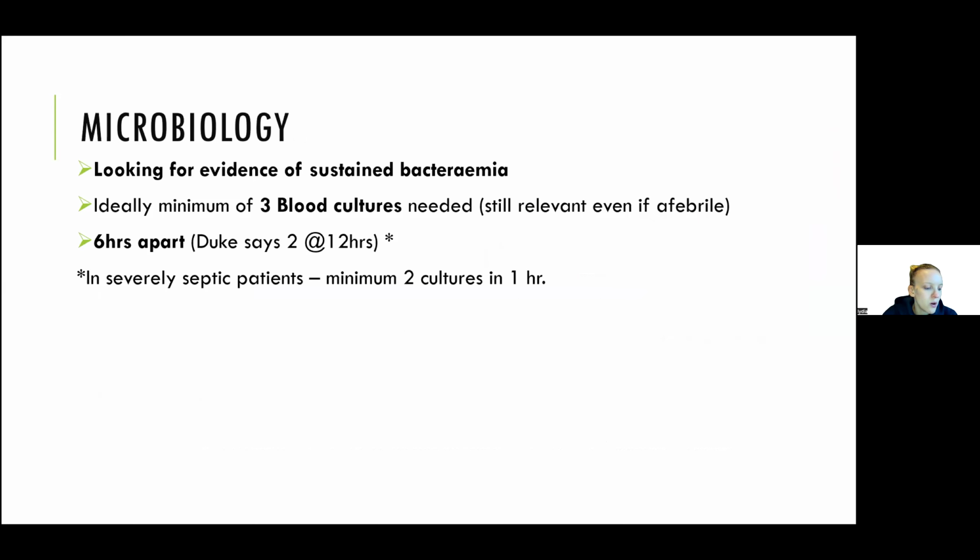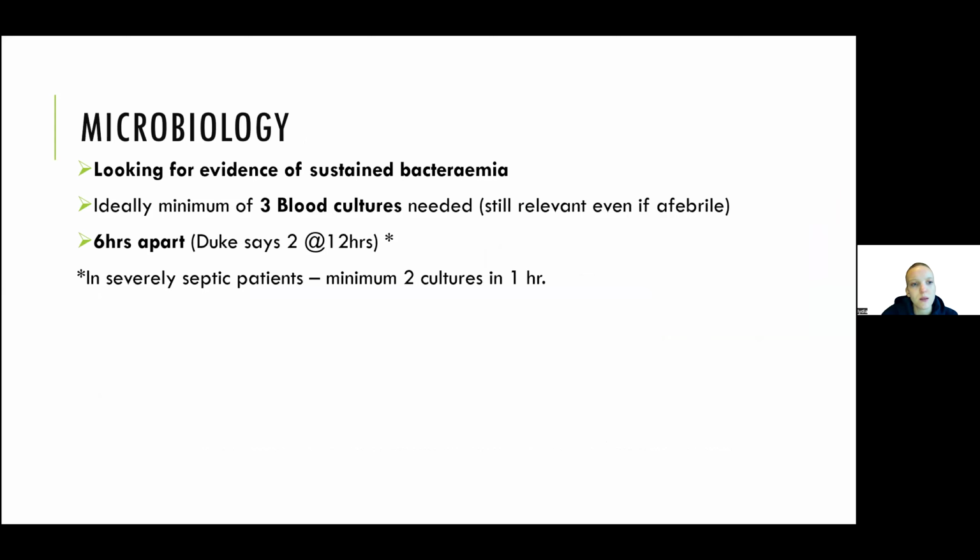So when thinking about microbiology, infective endocarditis gives you a sustained bacteremia, and so that's why it's really important to be getting multiple blood cultures, because you want evidence of that sustained bacteremia. So ideally, we want 3 sets of blood cultures. That's still relevant even if patients are afebrile, because a lot of the time you see people write in the notes that they won't do cultures unless patients spike a temp, but with a sustained bacteremia, you're going to get evidence of that regardless of whether or not we've got a temperature.